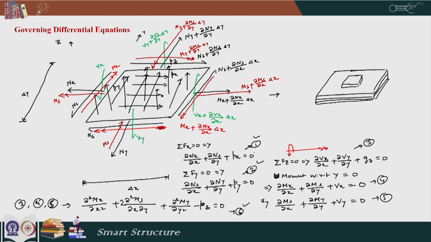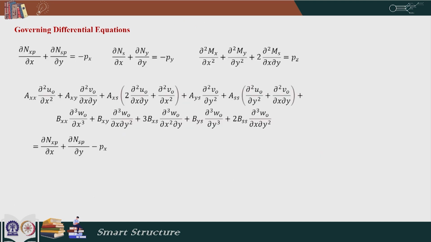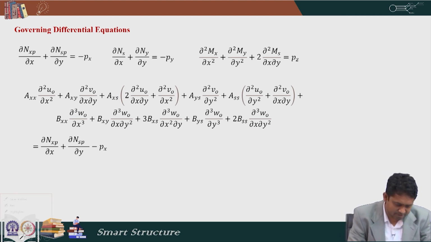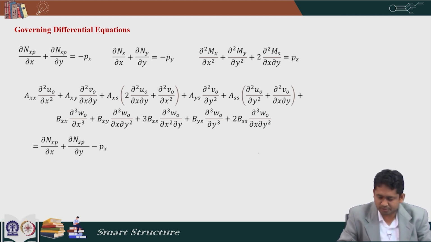Now, we will solve the laminate problem using various methods. So, these are the governing differential equations, and we already know that for composites we have the ABD matrices that relate our strain components to the stress resultants. So, we will substitute those relations in place of nx, ny, ns, mx, my, ms.